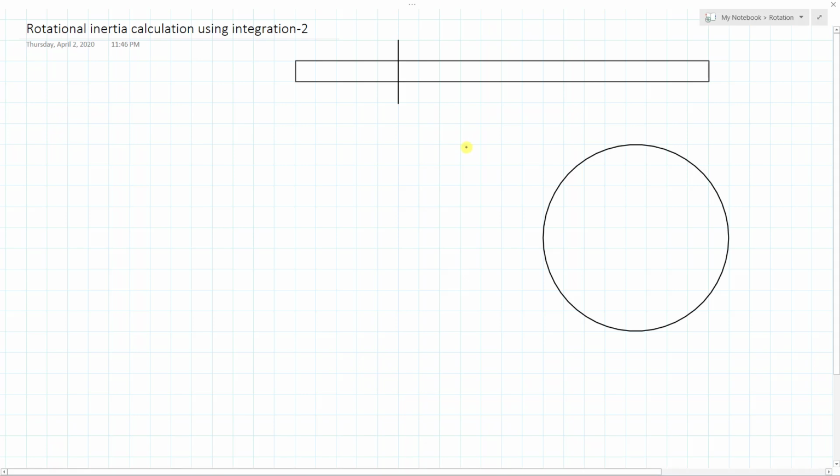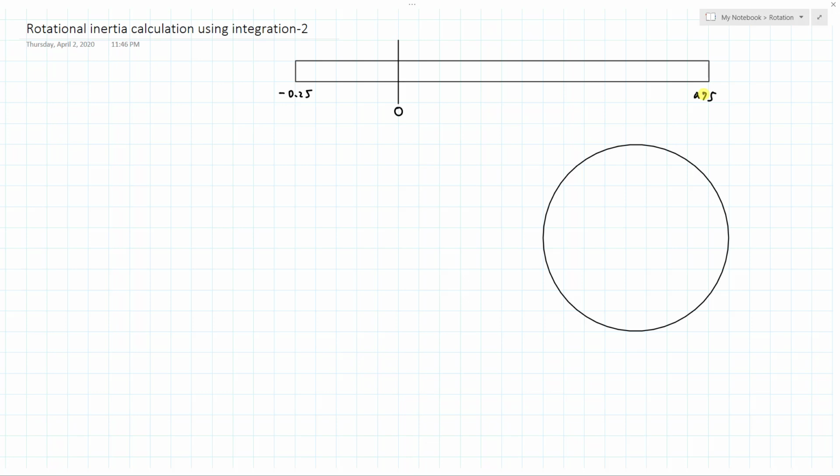Okay, so we have more examples of calculating rotational inertia using integration. So let's get started. This one is a bar, but this bar is not a uniform bar anymore. We have the origin here, and the bar extends from minus 0.25 to plus 0.75. I just made it up into a 1 meter bar. It sounds nice. And it has a density function.